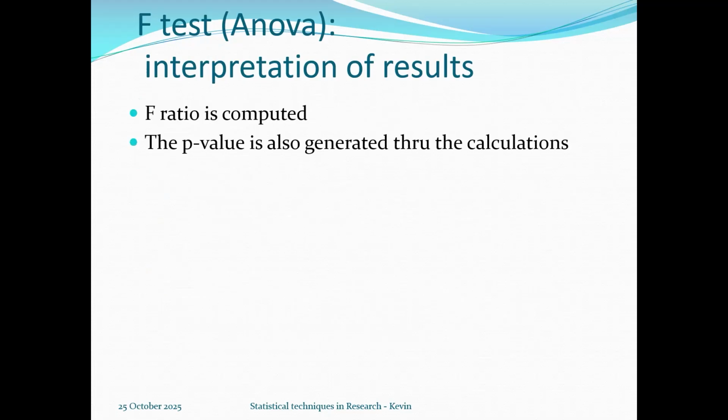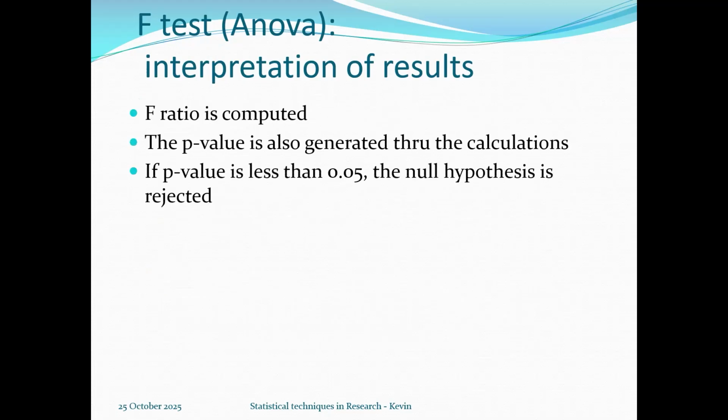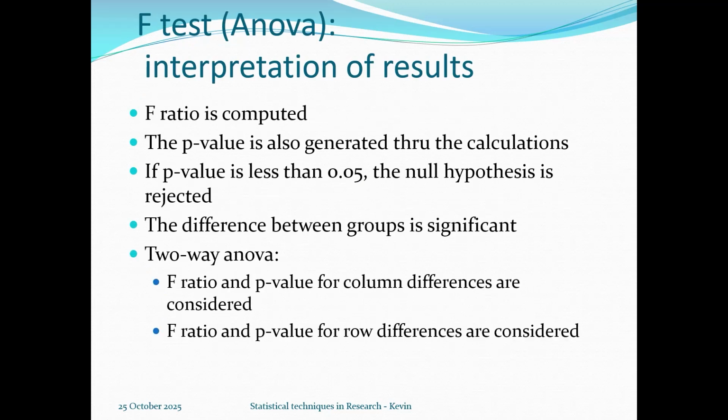Interpretation. Result will be given. F ratio will be calculated. ANOVA is called F test. F ratio is calculated. P-value is also generated. If p-value is less than 0.05, the null hypothesis is rejected. Null hypothesis means there is no difference between the groups in the population. We are rejecting that and we are saying that there is significant difference in the population. Difference between groups is significant if p-value is less than 0.05. Two-way ANOVA we are leaving out.